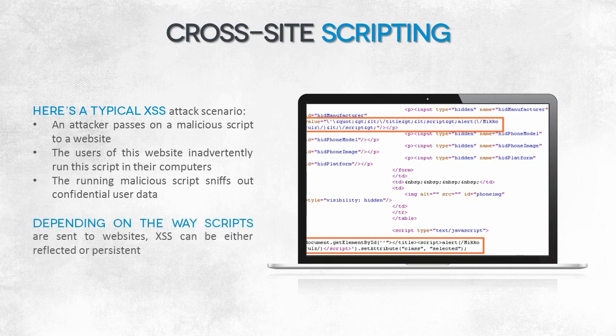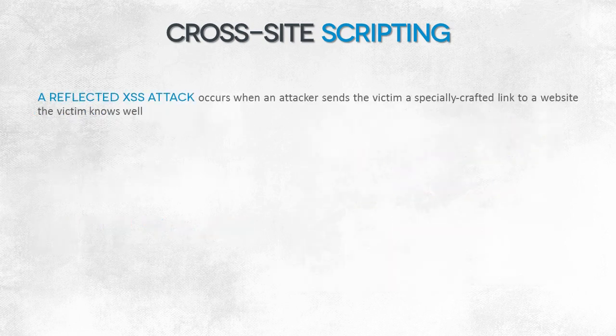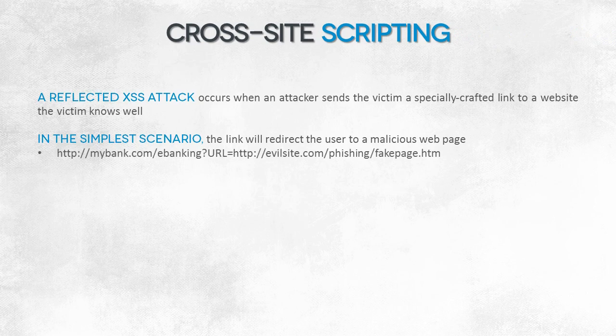Script can be embedded on a website or placed inside a link to a page that is sent to the victim. This variation is the basis for the division of cross-site scripting attacks into two types: reflected XSS and persistent XSS. A reflected XSS attack occurs when an attacker communicates with the victim directly. We'll see an example of this attack in a moment.